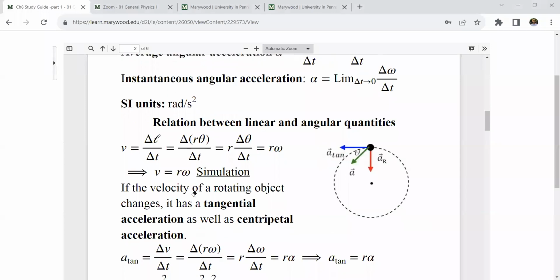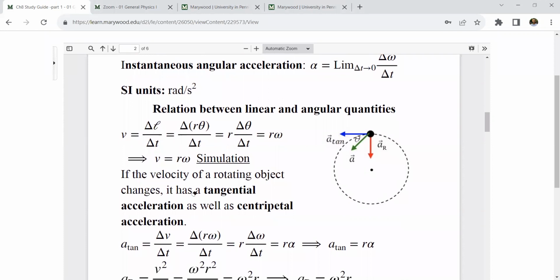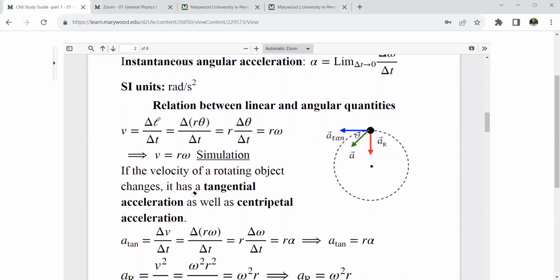Now the relationship between the linear and angular quantities. The first one is v and omega. Earlier we saw a relationship between L and theta, right? L equal to r theta. In the last slide you already saw that, and you can determine that by using just the geometry. So the arc length equals radius times the angle. That you already saw.